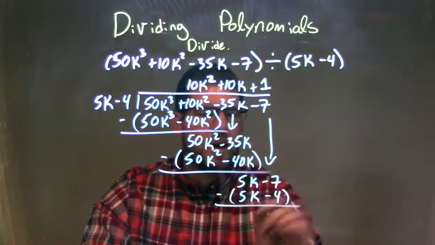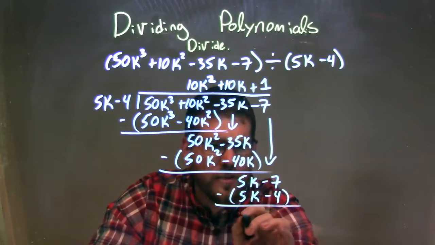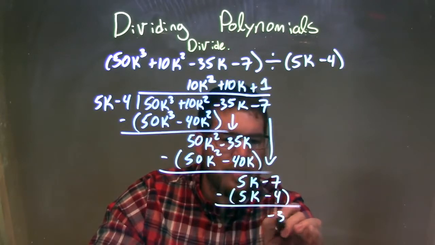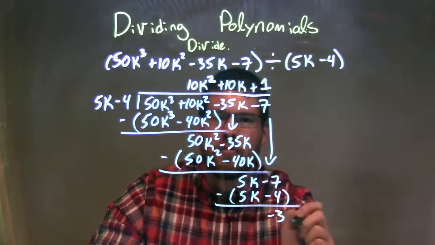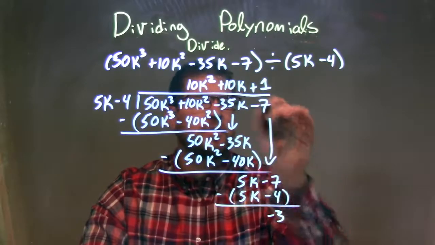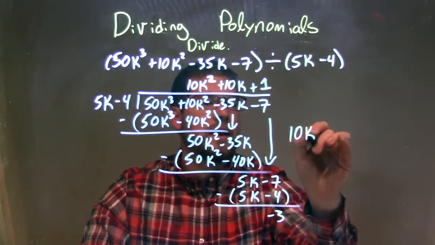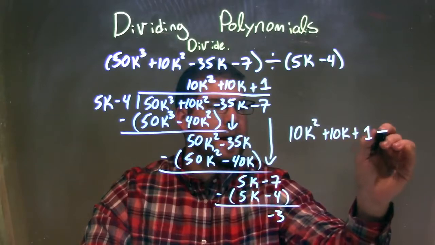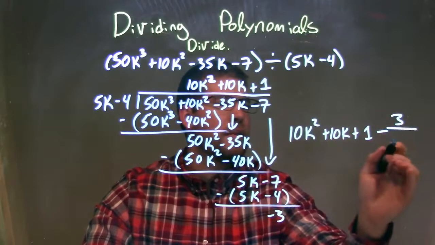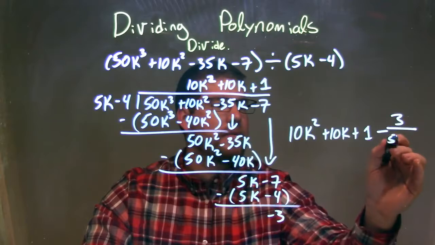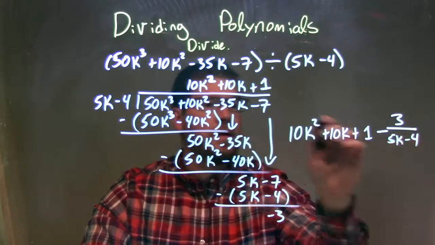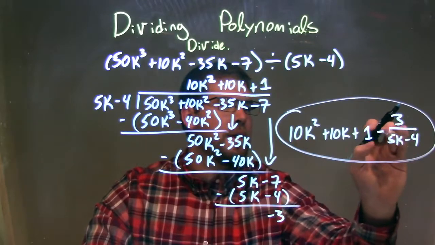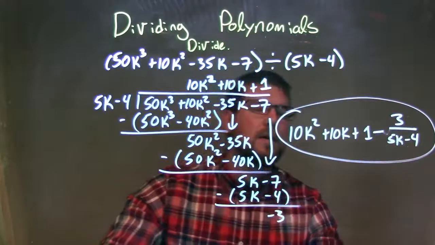We subtract the top and the bottom here. 5k minus 5k is just 0, great. And negative 7 minus the negative 4 is like a positive 4, which is a minus 3. Okay? That minus 3 is my remainder. And so my final answer here is just what's written up top here. 10k squared plus 10k plus 1 minus my remainder 3 over my divisor 5k minus 4. And that is my final answer. Be careful, that's a minus sign. Okay, there we go.